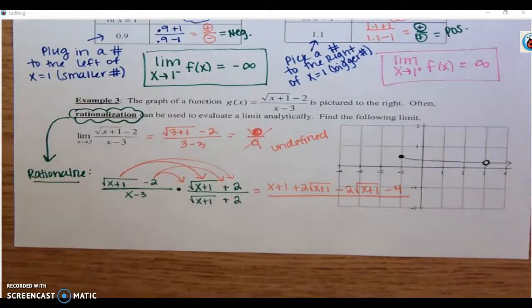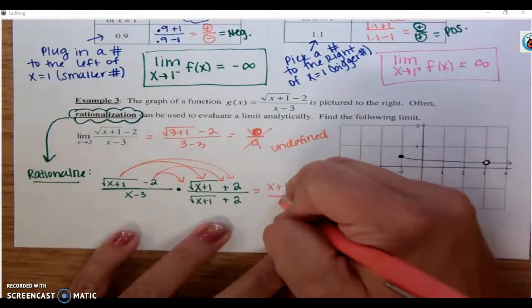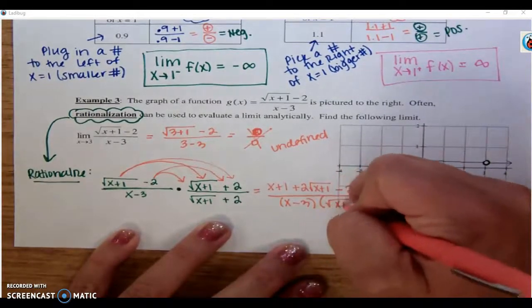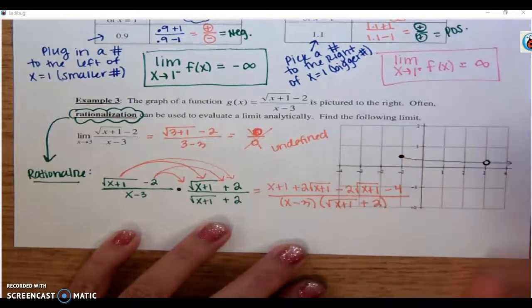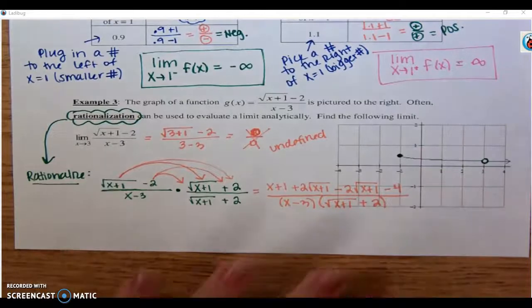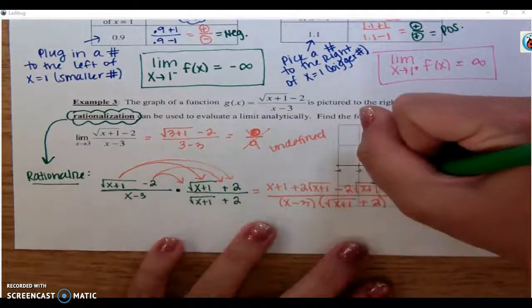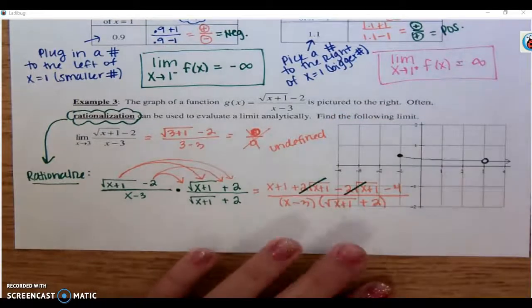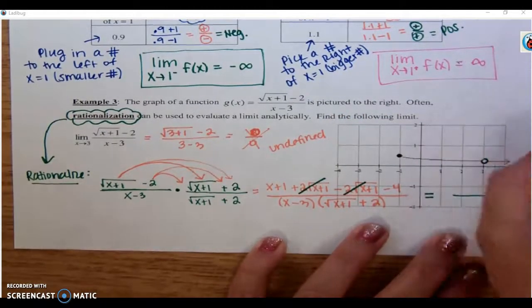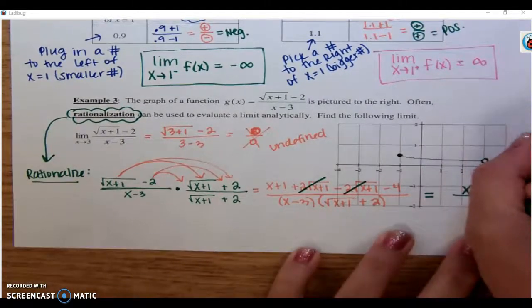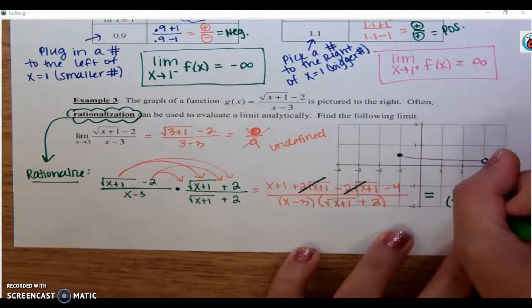For my denominator, you are not going to multiply anything. You're going to put everything in parentheses. So I'm going to put x minus 3 in parentheses, and then the square root of x plus 1 plus 2 in parentheses. Do not multiply out the denominator. In the numerator, your middle term should always cancel. If they don't cancel, then you messed up. So these two should cancel, and they do. So we are left with x plus 1 minus 4, well, that's x minus 3. And then we have this stuff in the denominator.